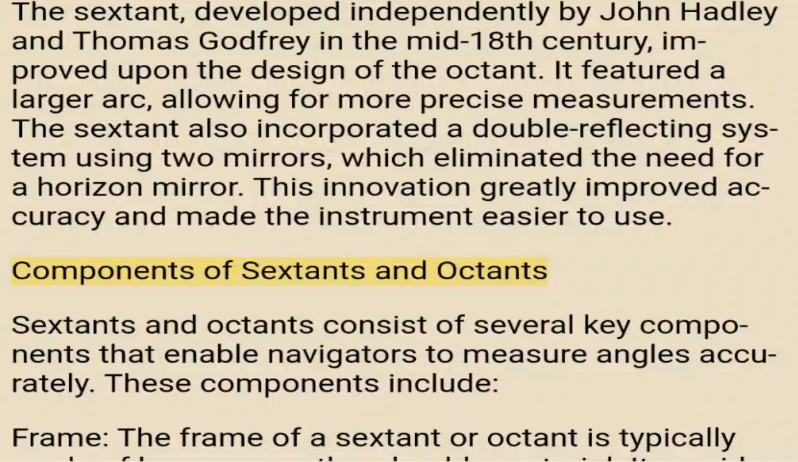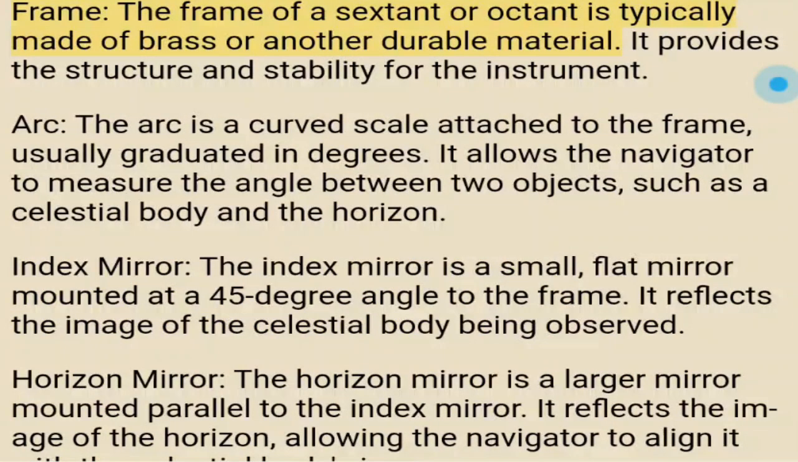Components of sextants and octants. Sextants and octants consist of several key components that enable navigators to measure angles accurately. These components include frame. The frame of a sextant or octant is typically made of brass or another durable material. It provides the structure and stability for the instrument. Arc. The arc is a curved scale attached to the frame, usually graduated in degrees.